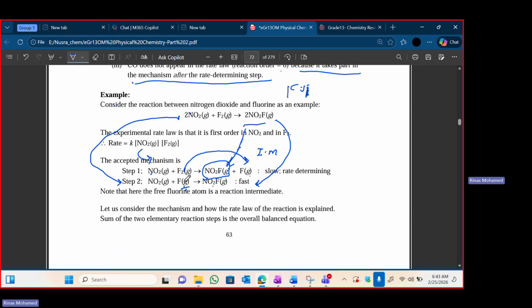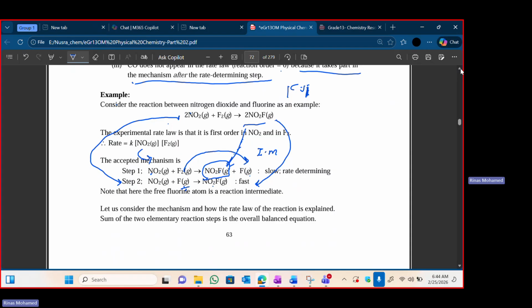Then in the second step, what is there? Another reactant. In the net reaction, one NO2 came in the first step, and another NO2 is remaining. That comes to react with the intermediate. Right? The remaining NO2 came to react with this one. Then NO2 plus F, now another NO2F, the product, will come here. That is the faster step. Right? Likewise, you should plot the mechanism if they are giving the net reaction and the rate law.